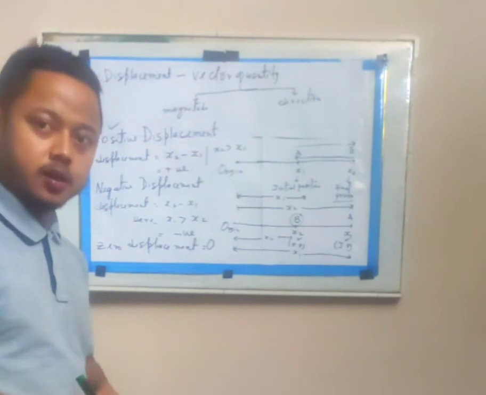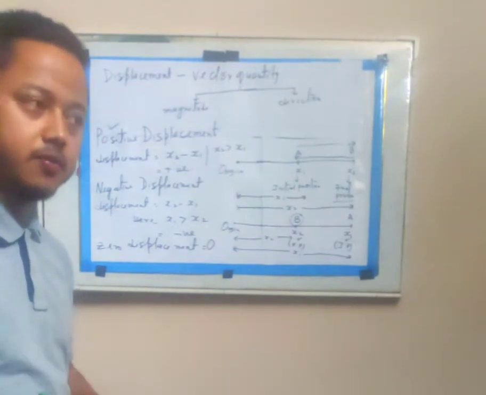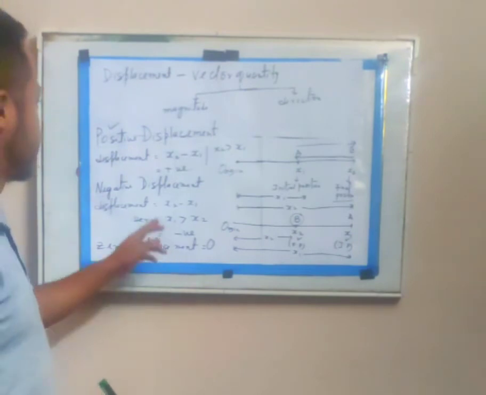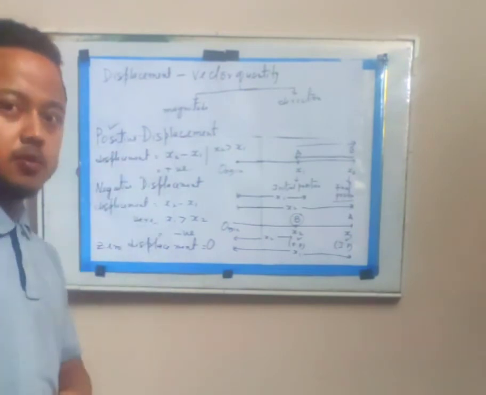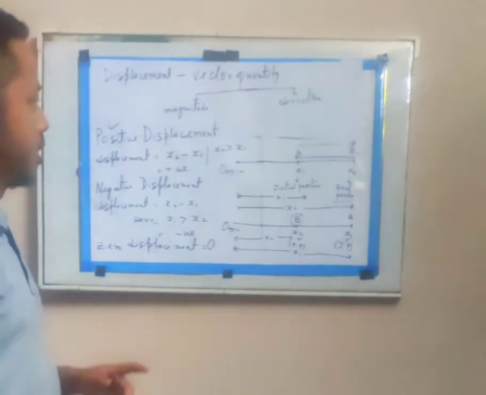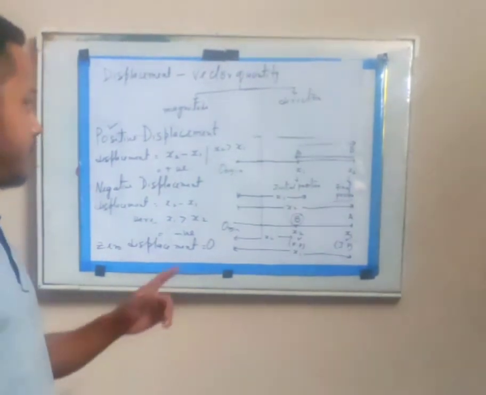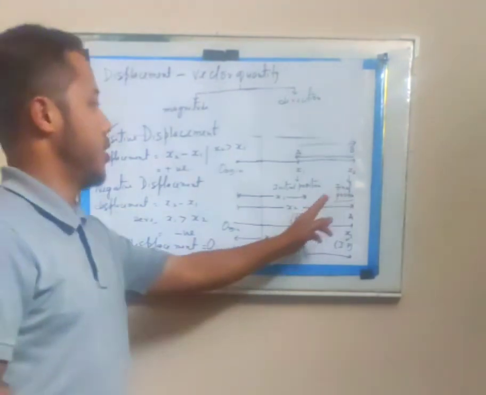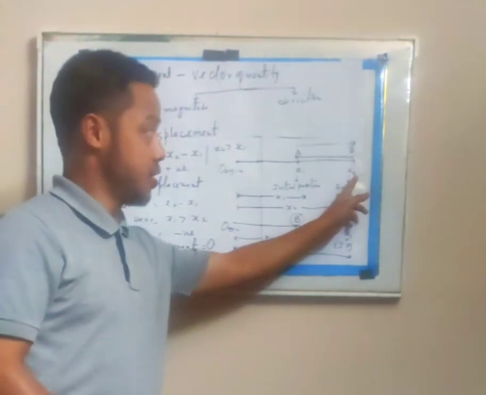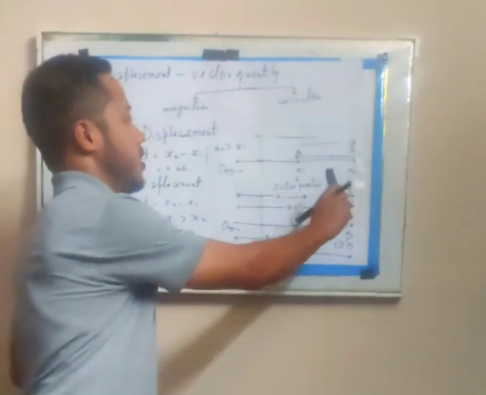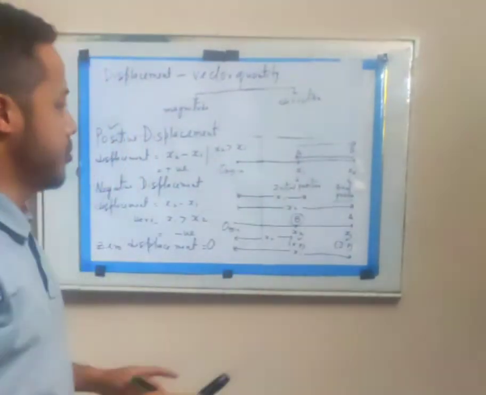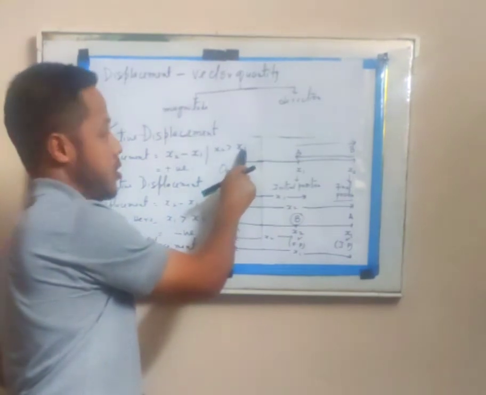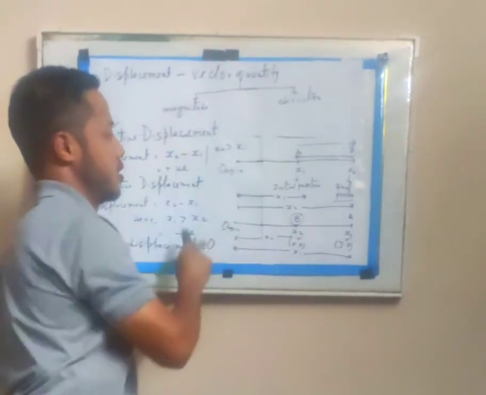Okay, I think you are clear with what I have explained today. So I'll just briefly explain to you once again. First of all, we start with positive displacement. What is positive displacement? Positive displacement is when the value of the displacement is positive. How is it positive? The final position of a body is always to the right of the initial position. And remember, the final position is greater than the initial position. I mean the magnitude of this is greater than this.